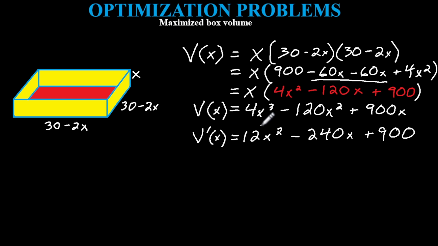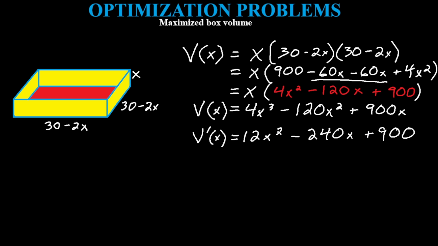Since we're maximizing volume, we want to find a maximum value on this parabolic function. We want to find where V prime of x is equal to 0, because when we hit a maximum value, the slope will be 0.